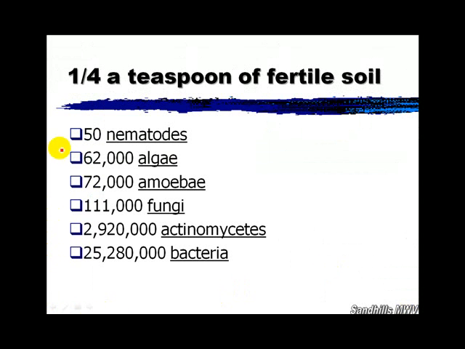So, a little knowledge. A quarter tablespoon of fertile soil, sandy loam, perhaps from Michigan, is going to have in it 50 macroorganisms, nematodes, 62,000 algae, 72,000 amoeba. See lots of amoeba when we look under the microscope. 111,000 different fungi, almost 3 million actinomycetes, and 25 million bacteria. So we're going to talk about all of these in section 2 of life in the soil.